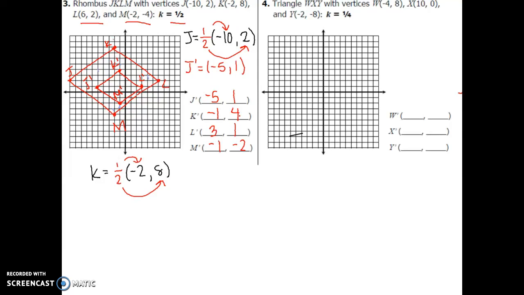Keep it in mind, these have to be labeled properly. So I have to have at least 2 figures, my pre-image and my image, and they have to be labeled properly. So of course your image will include those primes, so J prime, K prime, L prime, M prime. If they're not labeled like that, they are marked wrong. I need these labeled properly. I need at least 2. If of course the transformation is a composite, then we're going to have a little bit more.